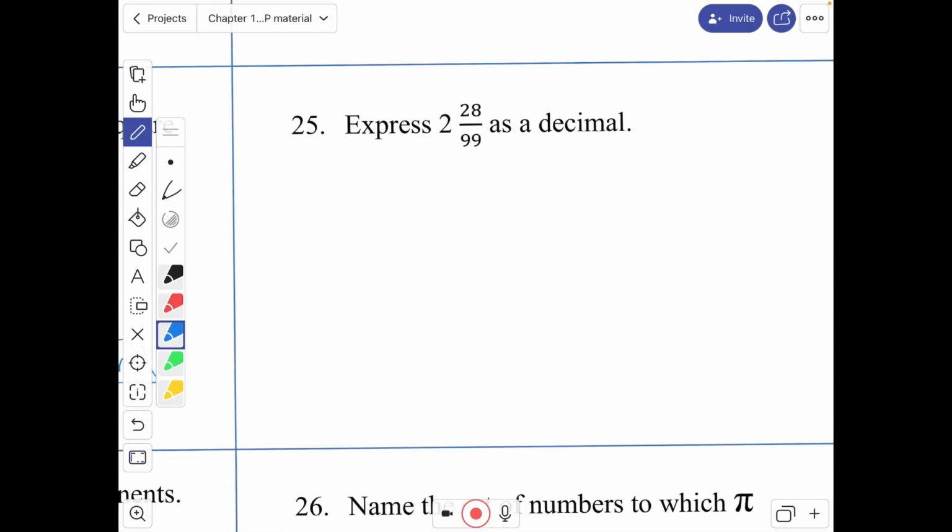25. Express 2 and 28 over 99 as a decimal. Again, if it has 9s on the bottom, then it is repeating. So my whole number's 2, and then the 28 is repeating.